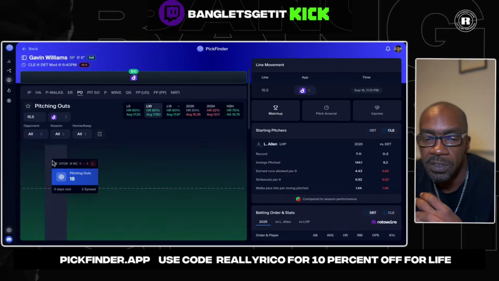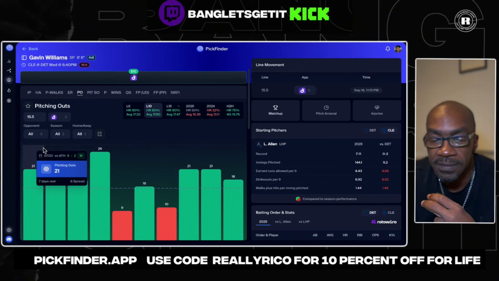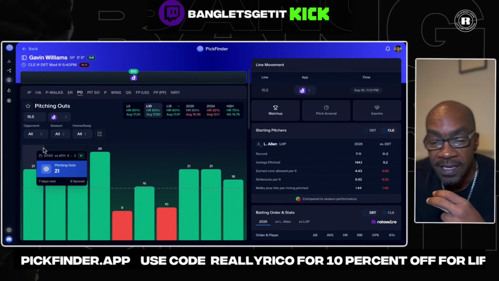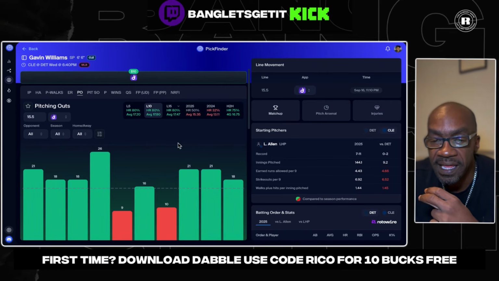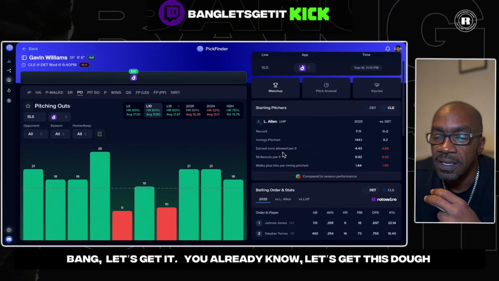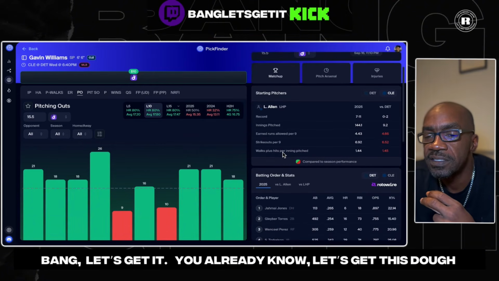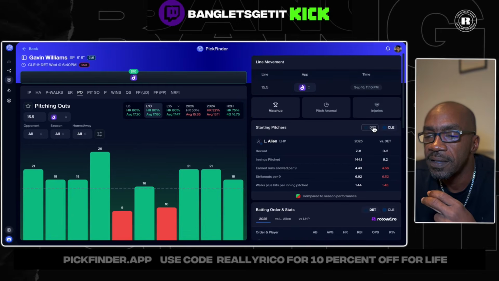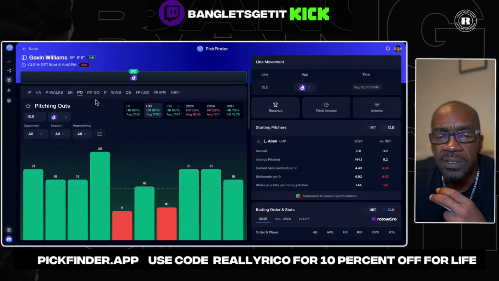Like, look at Gavin Williams. Gavin Williams pitching outs at 15 and a half. It's hitting at 80% over his last 10 outings. And then Cleveland versus Detroit. Has he faced off against Detroit before? Where I'm at. Go over here. Why is it showing Jack Flattery? That's weird. But you get what I'm saying.